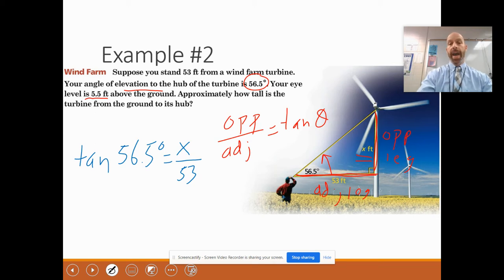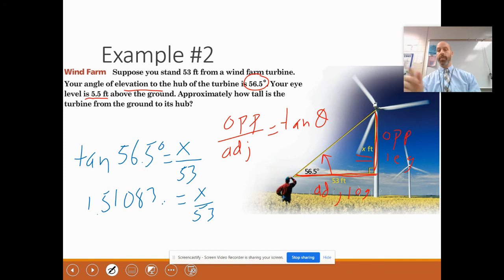So to find x, we could just figure out what tangent of 56.5 is, and I'm just going to use my calculator. I guess that's incorrect. That's my other calculator. Let's try that again. You have to actually press the tangent button first, and then 56.5, and that gives you the following answer, 1.5108 3, etc. That's equal to x over 53.